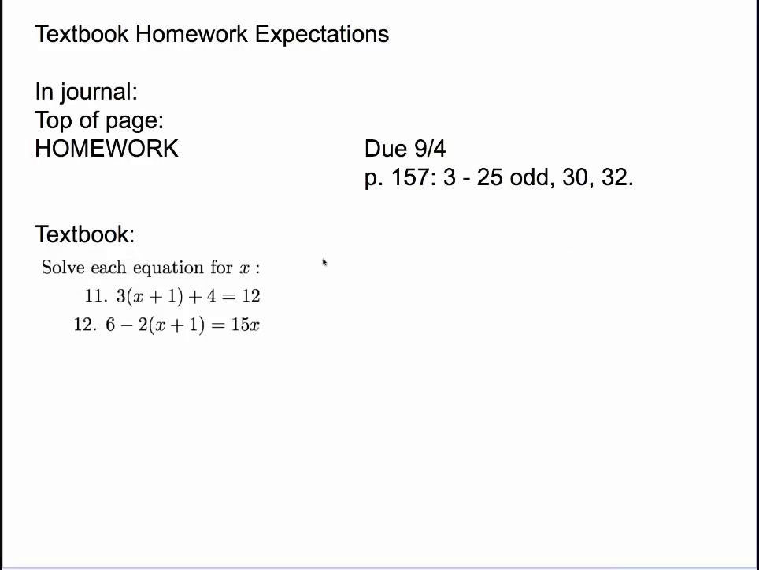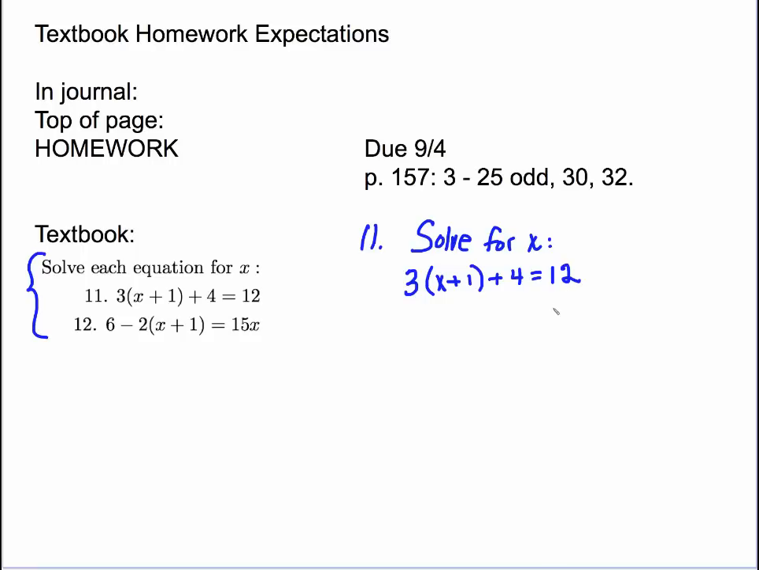Now let's say the textbook had a problem, and what was written in the textbook was something like this: solve each equation for x. Now here's what you would write. In your journal, you would have the correct heading, and you would write down problem number 11. What are the instructions? The instructions are solve for x, so you write that, and then you write the equation. So 3(x + 1) + 4 = 12.